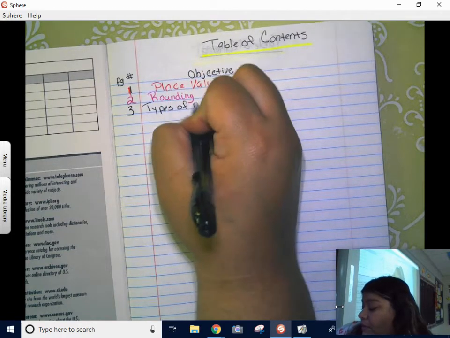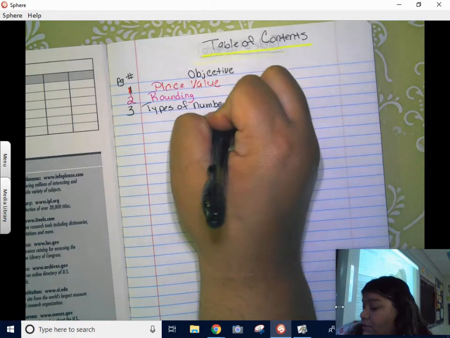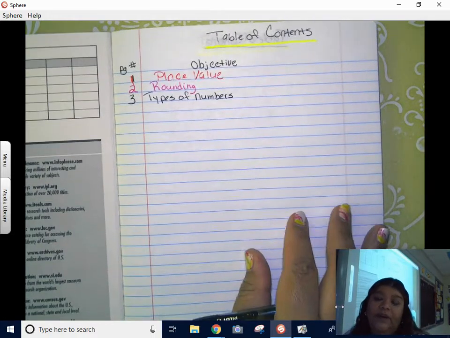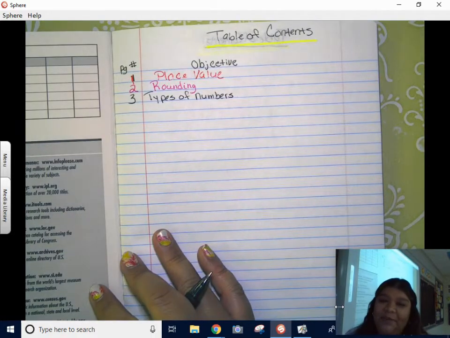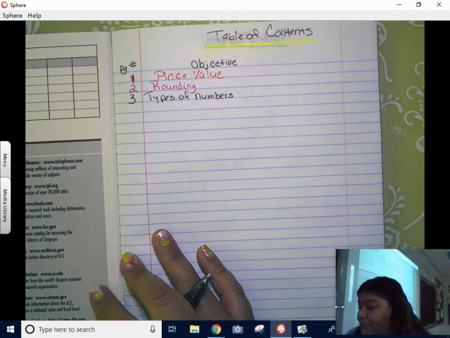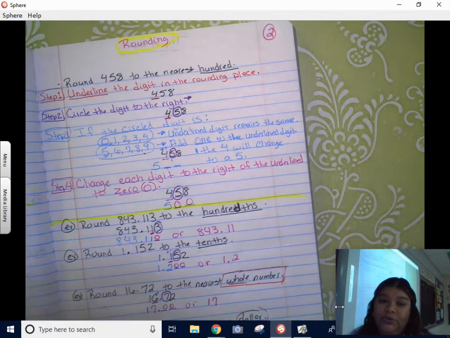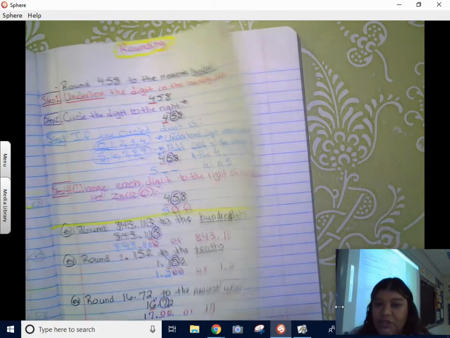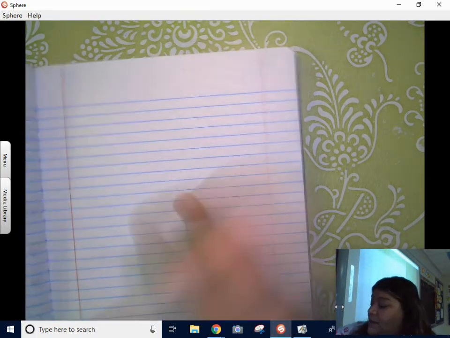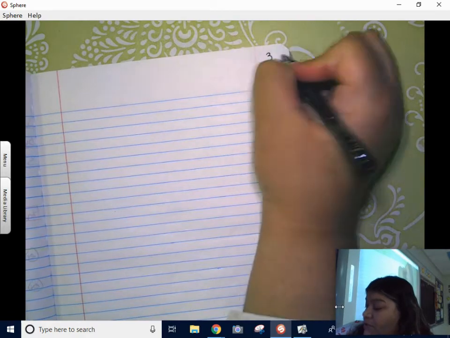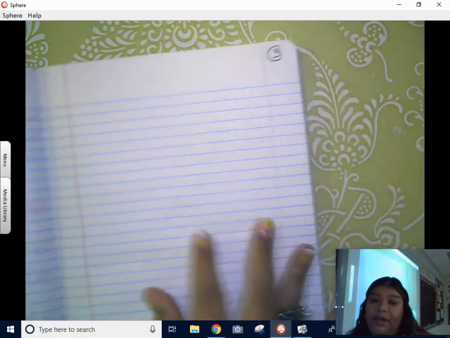of numbers. Okay, we're going to classify and talk about all the types of numbers that we have in our number system. Okay, so once you do that, go ahead and go to page 3 right here. So we're going to be on page 3. Remember, top right corner is your page number. And the topic, we're going to go ahead and put it on the very tippity top there.